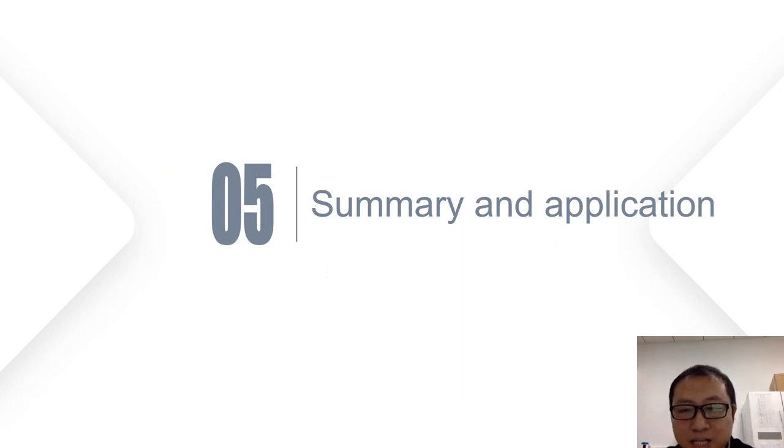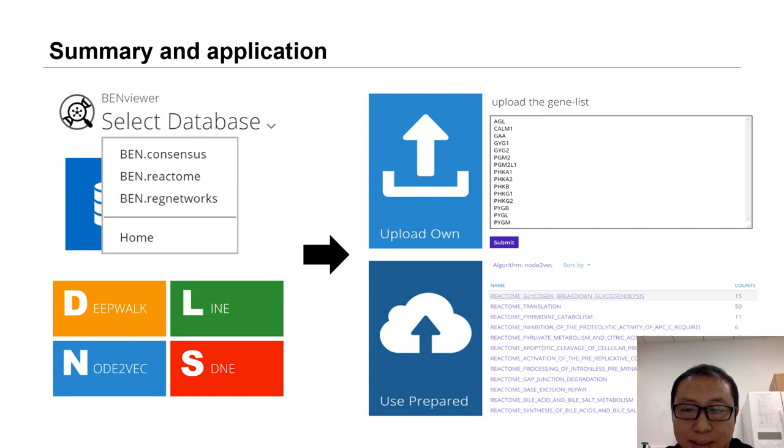Summary and application. This paper compares the application of 3 graph embedding algorithms: DeepWalk, LINE, node2vec, in realizing the interaction information of biological networks. We also developed a web-based application, BENviewer. BENviewer is a brand new online gene interaction network visualization server based on graph embedding model.